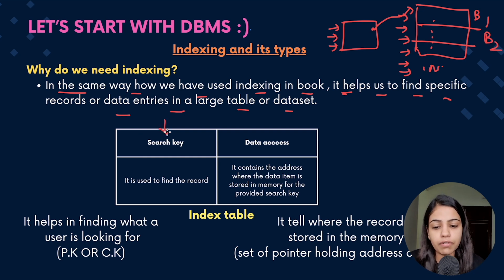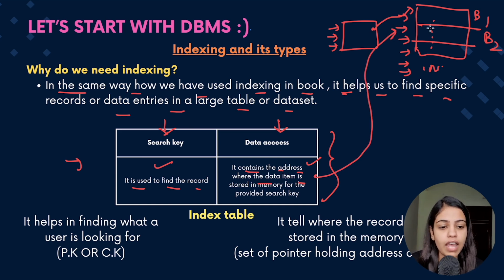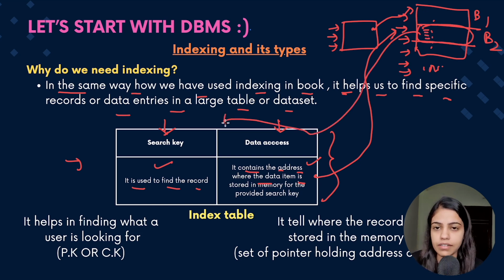Here you provide a search key and the data access in the index table. The search key is used to find the record, and the data access contains the address where the data item is stored in memory for the provided search key. So basically we have an index table in which we have a search key and the block pointers, or references, to that data. Whenever we are searching for any key, it will come to the search key column and search for that particular key. Then it will go to the block where that record is present, and fetch that block into memory. It will search for that particular value, and once it gets that, it will send us the final result.